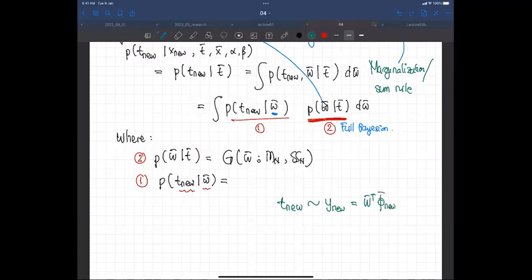But because of the error, there is an error in the distance between T nu and Y nu, right? This one is plus epsilon, right? And epsilon here is following what distribution? Gaussian distribution. So the correlation here is a Gaussian function of the input T nu with the mean of Y nu, and Y nu is W transpose phi nu. And the standard deviation is, from the previous computation, beta inverse. Correct?